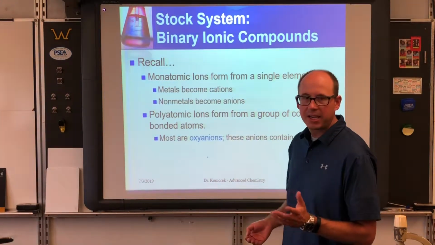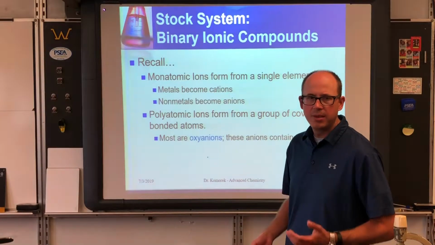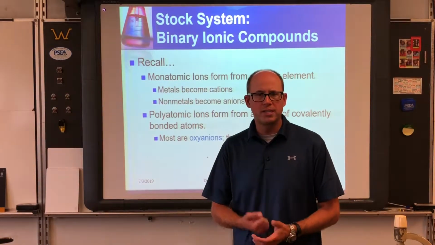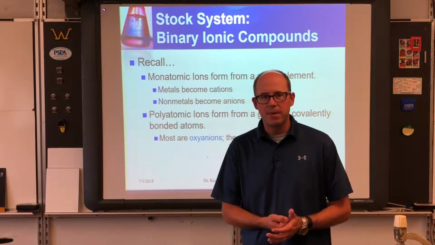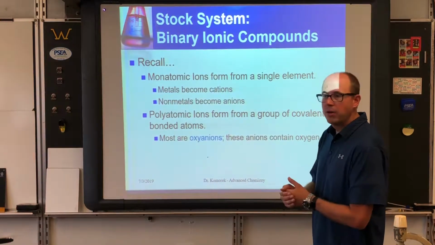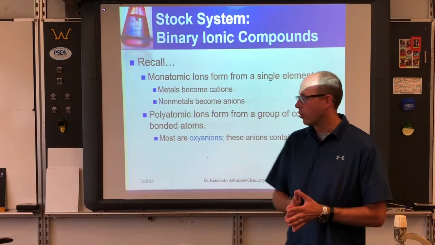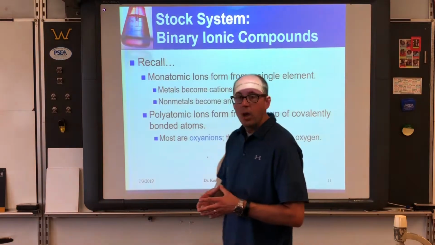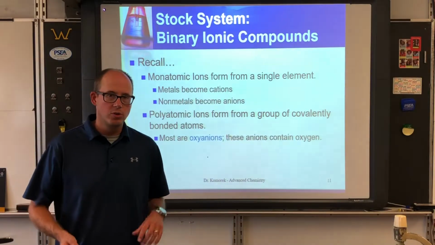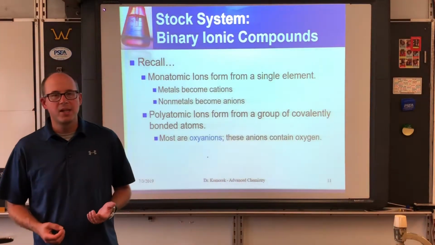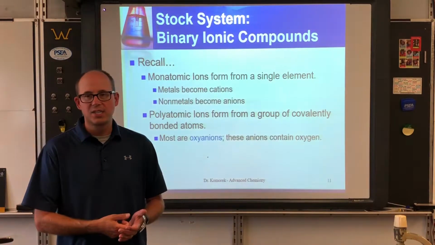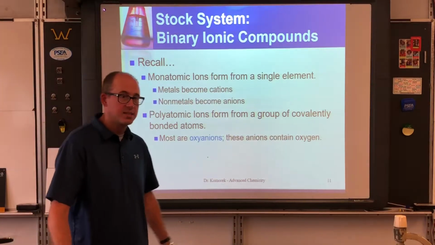Remember, monatomic ions are ions that are made up of a single atom that gains or loses electrons. In general, metals will always lose electrons to become cations, and most nonmetals will gain electrons to become anions, or negative ions. We also have a sheet of polyatomic ions that you're working on. The polyatomic ions form when you have a group of atoms that are covalently bonded, and collectively the entire group gains or loses electrons. The most common type of polyatomic ions are called oxyanions. Oxy because they contain oxygen, anions because they are negative ions.